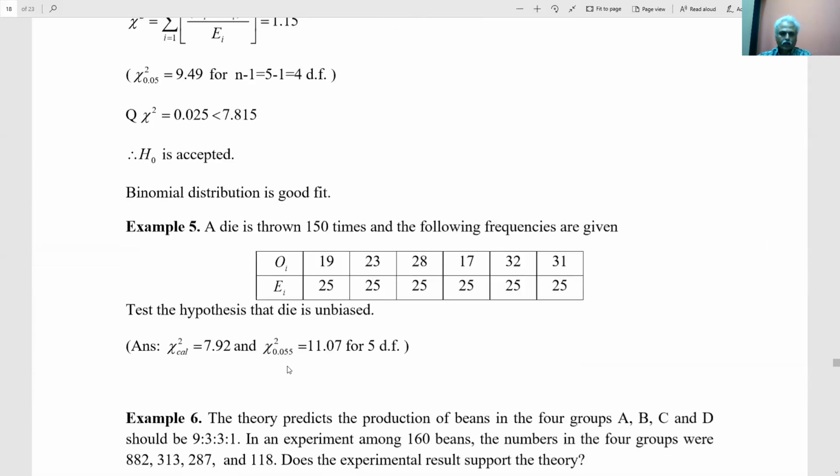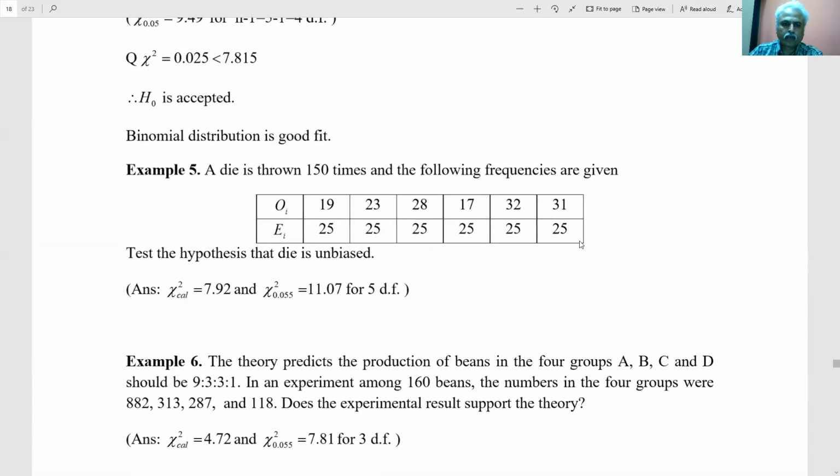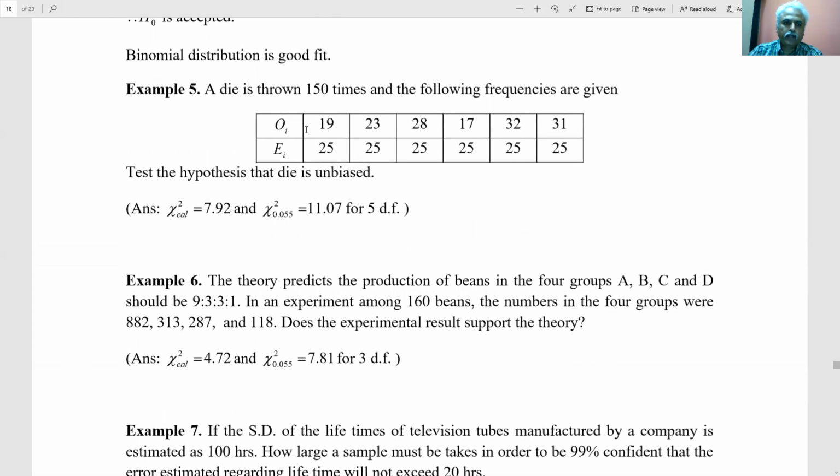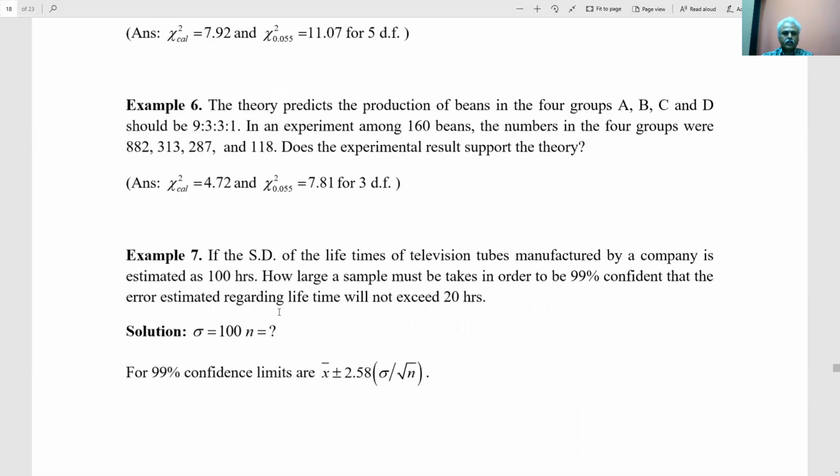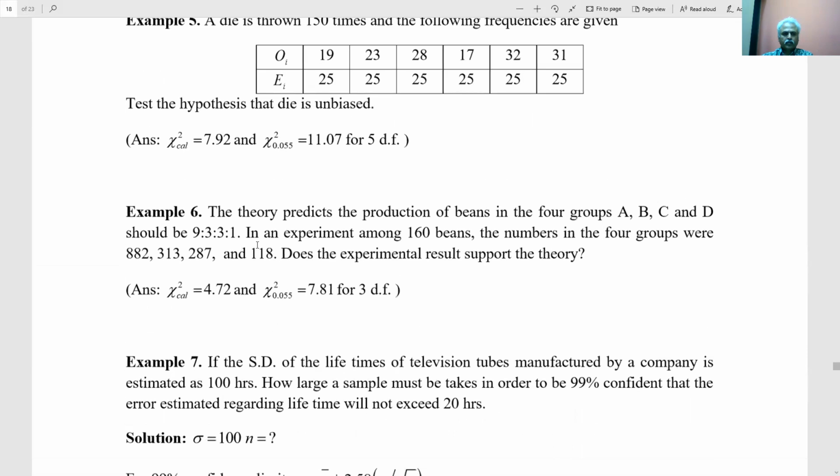Next one, a die is thrown 150 times. Die means the one you use for snake and ladder, where 1, 2, 3, 4, 5, 6 are in each block. The following frequencies are given. Expected and observed frequencies are given. You test the hypothesis that the die is unbiased. Very, very similarly you have to do. Answers are given. Please try chi-square calculated. The value is given. Of course, the die is unbiased because this is less than this. Similarly, example number 6 and example number 7, you can also try because answers are given.